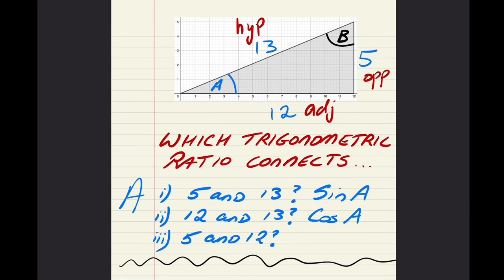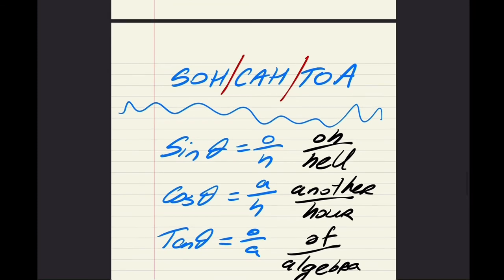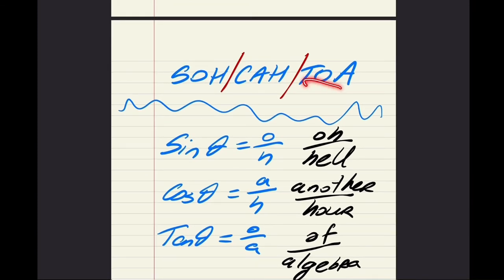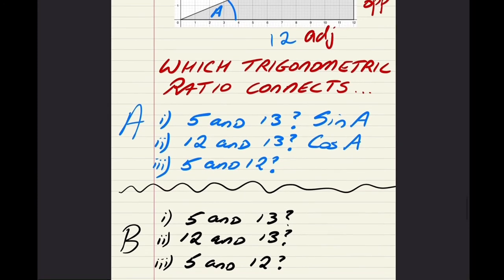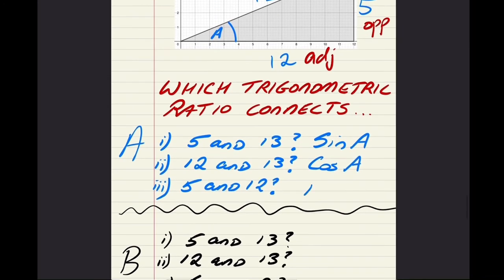And the last one, we're connecting 5 and 12. 5 is the opposite, 12 is the adjacent, so that means the opposite and adjacent comes from tan, so it's going to be tan A. So that's how the connected sides work.